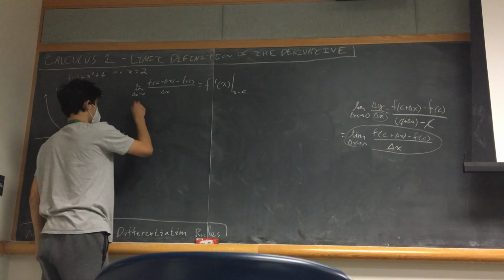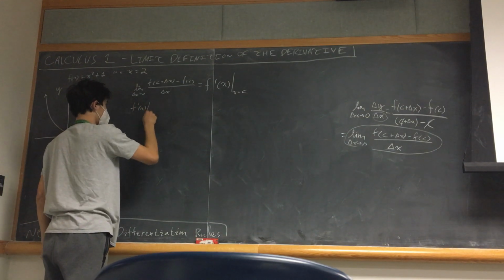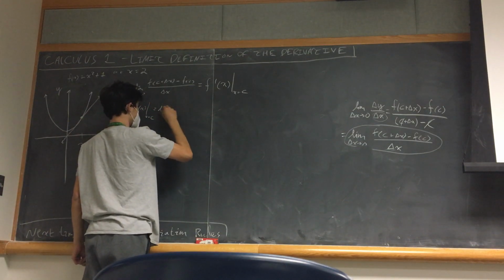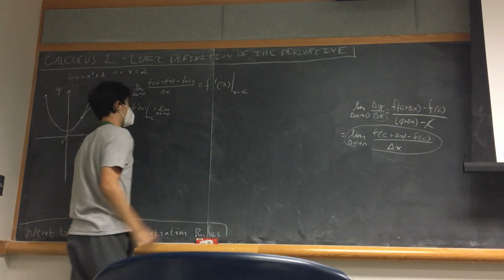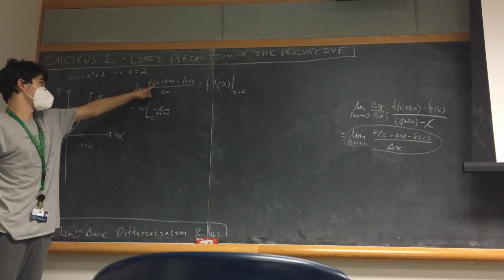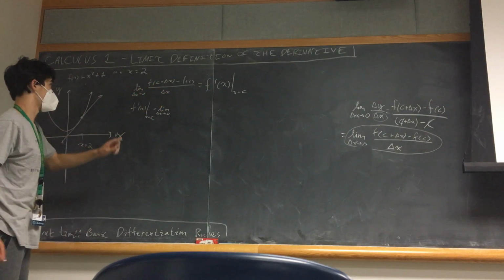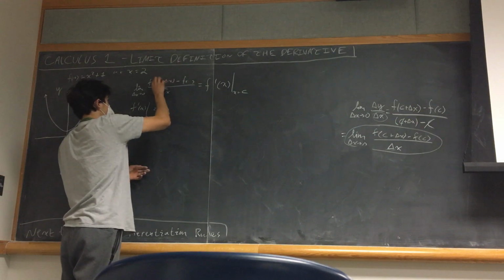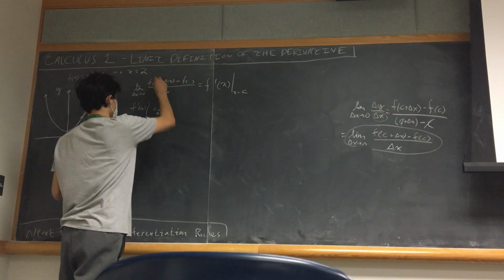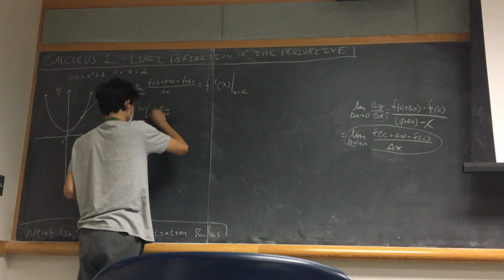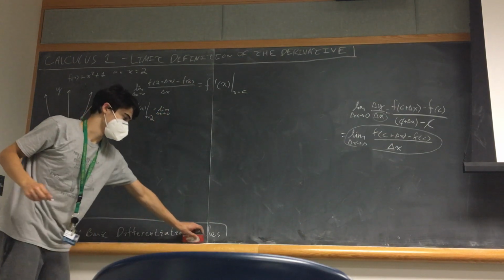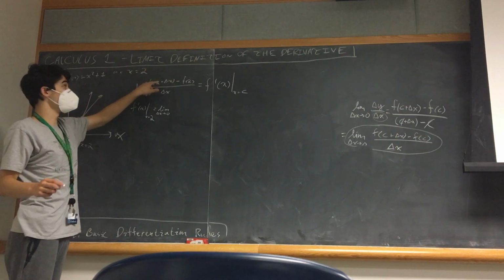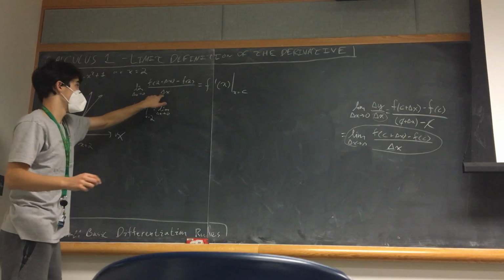But we know that f prime of x at x equals c is equal to the limit as delta x approaches 0. Now, what is f of c plus delta x? So we know our c is 2. So if I erase these c's here, we get the limit definition of the derivative at the point x equals 2 to be f of 2 plus delta x minus f of 2 over delta x.